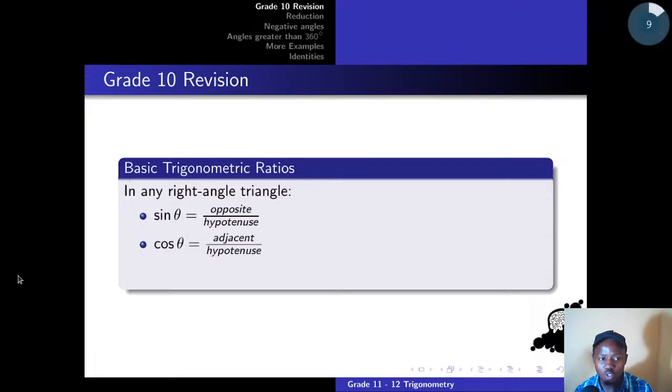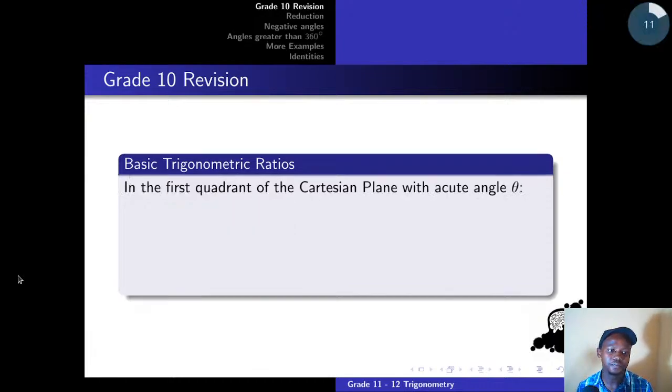We were also taught that a cos of theta can be expressed as the adjacent side over the hypotenuse. Once again, please take note that for sine and cos, we have the term hypotenuse. The hypotenuse indicates the longer side of a right angle triangle, which is the side which is opposite the 90-degree angle. You were also taught that a tan of theta can be expressed as the opposite over the adjacent.